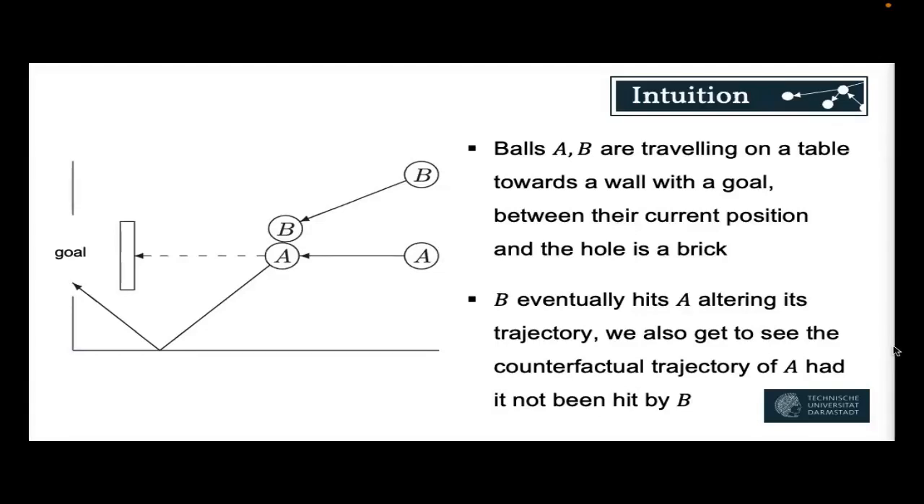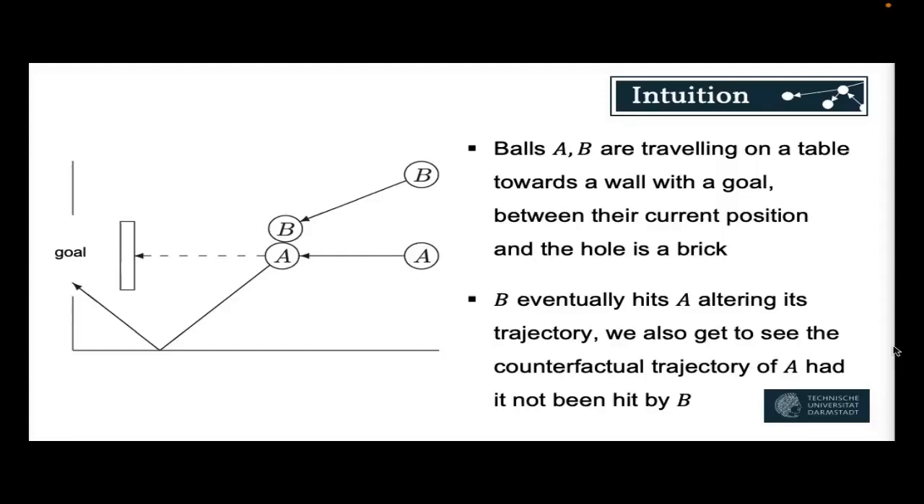Now we're just having some abstract balls moving in this 2D space. They're denoted A and B. Here on the right, these are the starting points, and they are traveling on this table. This is some surface where they can just travel. You can imagine how this would play out, right? There's some brick wall, and there's a goal. The goal is a hole, essentially, in this wall in the direction the balls are headed.